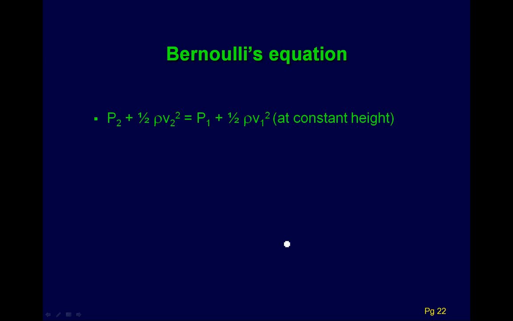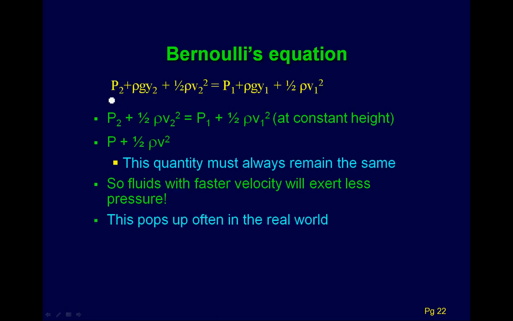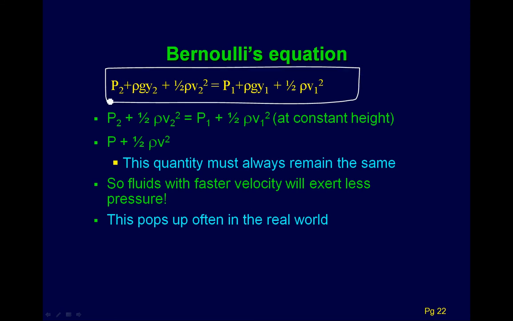Finally, we'll talk about what's called Bernoulli's equation. We'll talk much more about this in class. The way the book defines it, it looks like this. Now, I like to talk about Bernoulli's equation at constant height. At constant height, these two pieces cancel out. So this is the more fundamental equation, but at constant height you get this idea here. Another way to think about it is that this quantity must always stay the same. What this means is that when fluids go faster, they exert less pressure on you.